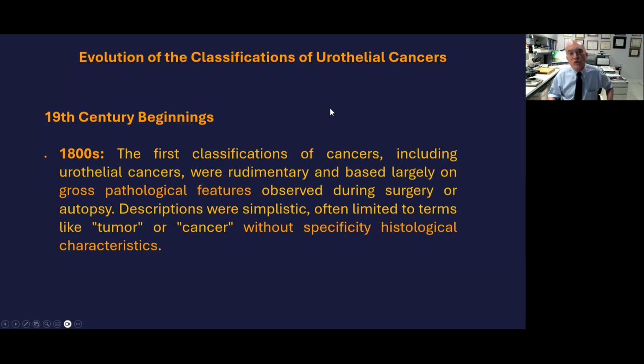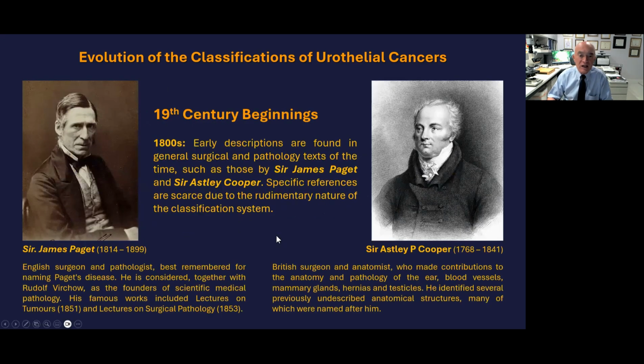We are going to start with some basic historical facts in the evolution of the classifications of urothelial cancer. In the 1800s, there was no microscope in use, even though it was invented in the 1600s. Pathologists didn't have a microscope yet, and there were no specific histological characteristics. Everything was gross examination, as in the work done by Dr. James Paget and Ashley Cooper, both from England, who were basically the founders of scientific medical pathology. Both described different aspects, not only in live patients, but also in autopsy cases. Even Dr. Cooper has several anatomical structures with his name.